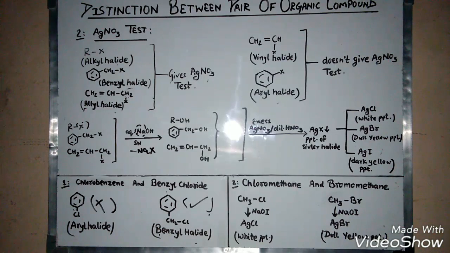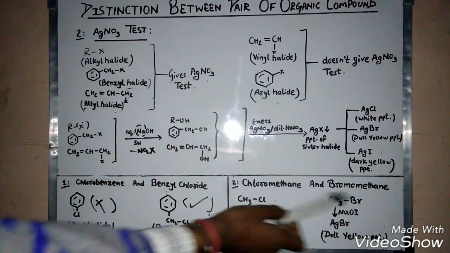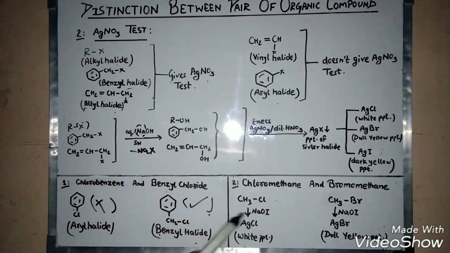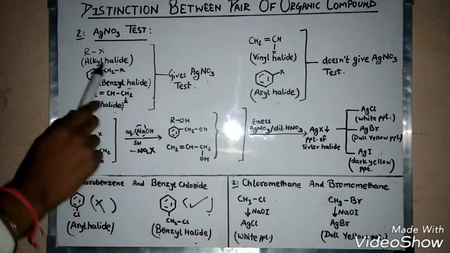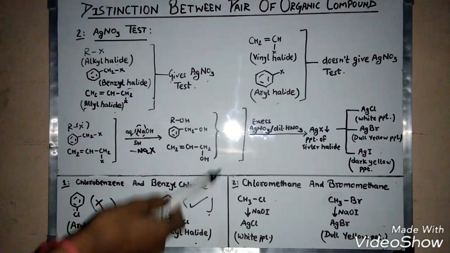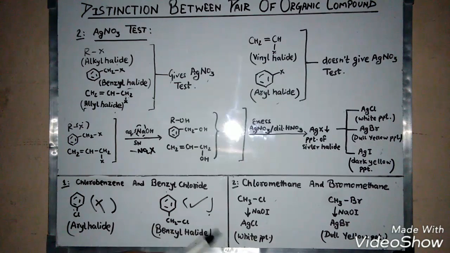The second question is: distinguish between chloromethane and bromomethane. Both are alkyl halides, so both will give the AgNO3 test. But depending on the color of the precipitate, we can distinguish between them.